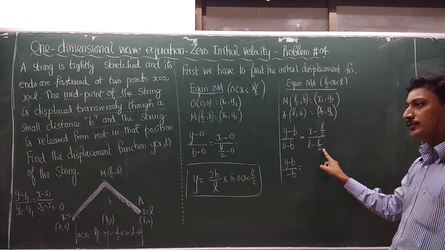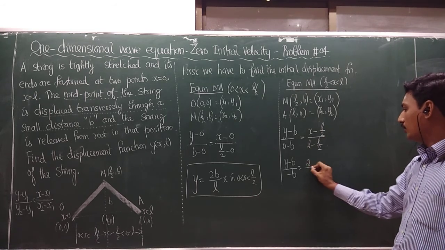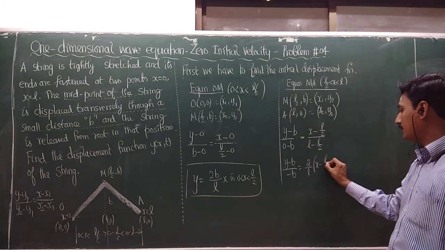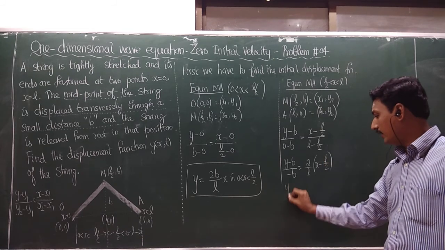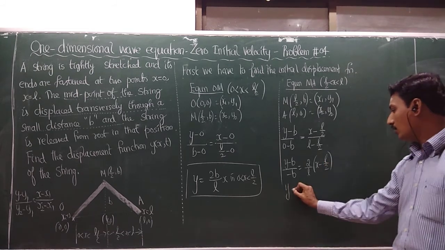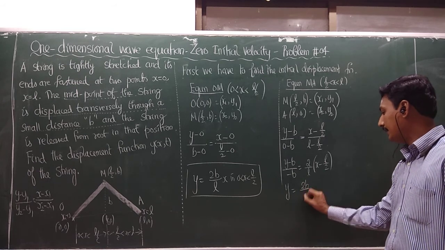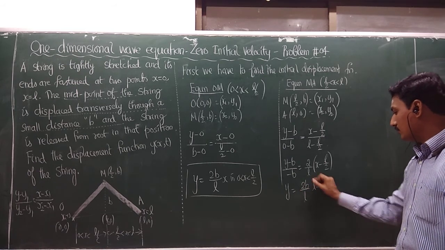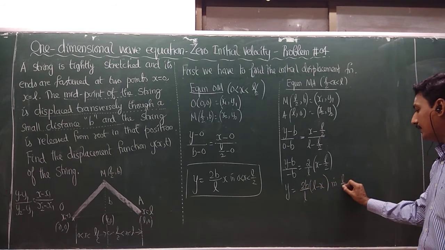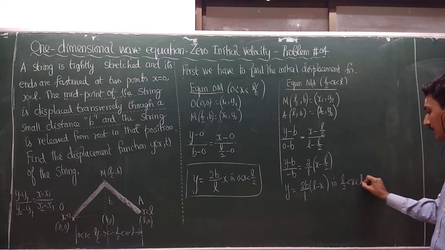what is this? L minus L by 2 is L by 2, make the reciprocal. It is 2 by L into (x minus L by 2). Then we can simplify this, we get the answer y is equal to 2b by L into (L minus x). So this is the initial displacement function for the second half.